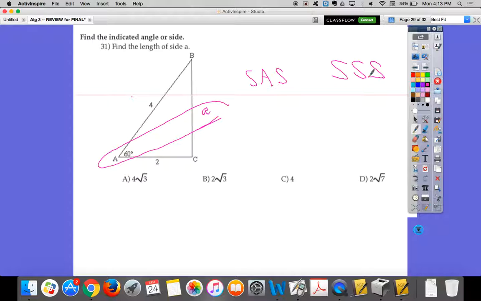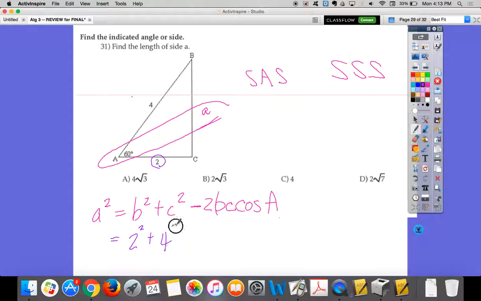If you're looking for little a, you need to start with little a. A squared equals b squared plus c squared, and then it's going to be minus 2, and then these two sides that are over here on this side, and cosine of the angle across from the equal sign. Now we're going to plug in everything that we know. We don't know a, but we know b. b is going to be 2, 2 squared, and c squared is 4 squared. And then b again is 2, c is 4, and cosine of 60 degrees.